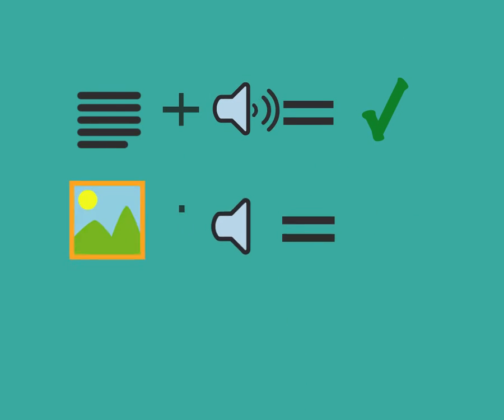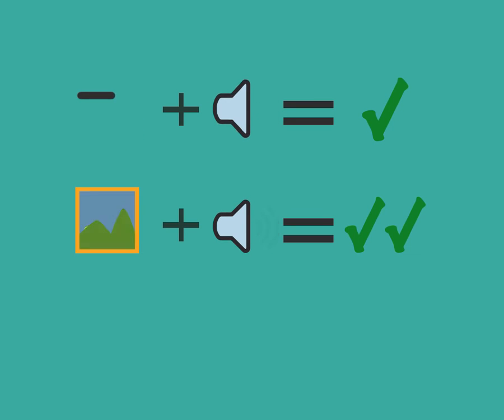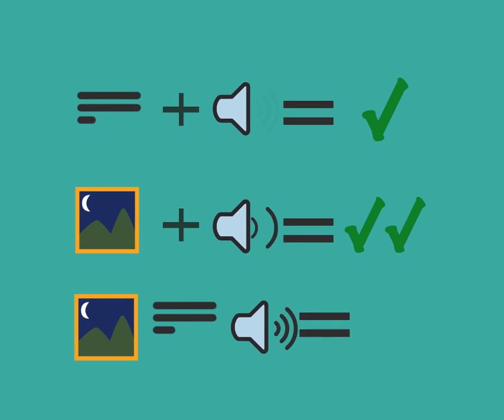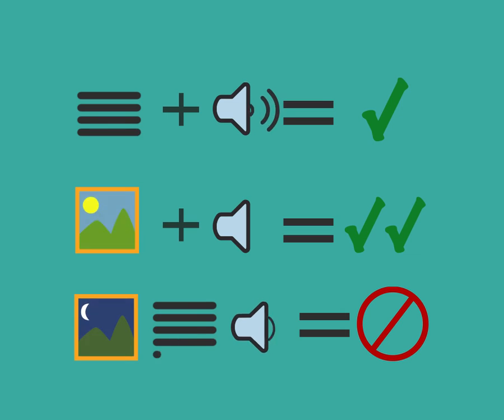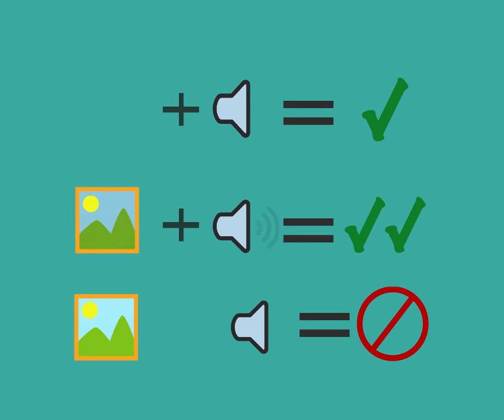So in short, text and narration is okay, images and narration is better, images and text and narration is not good unless you keep the text to a minimum, only emphasizing key points or phrases.